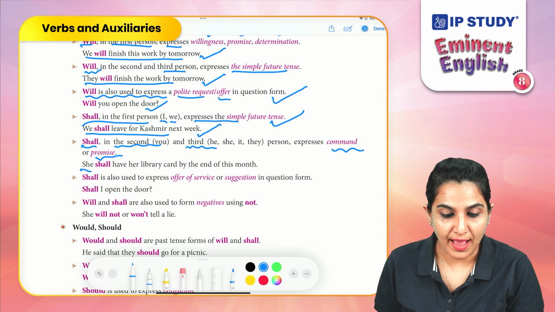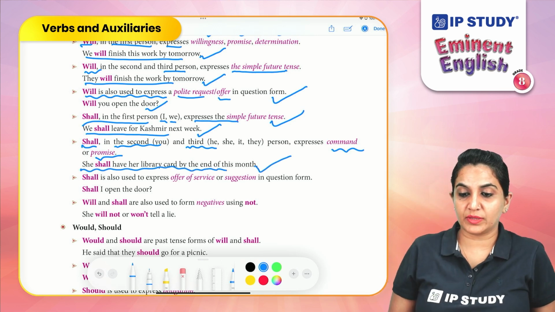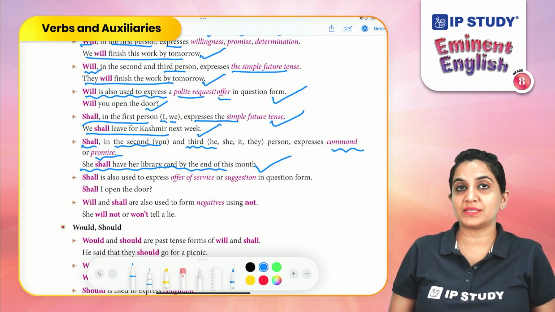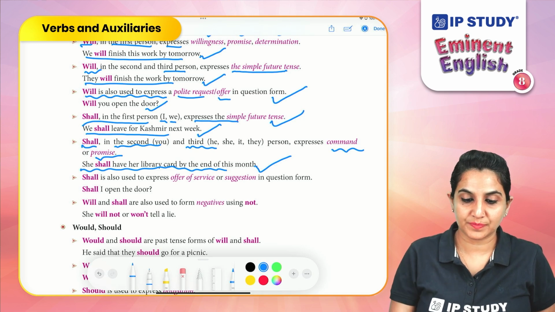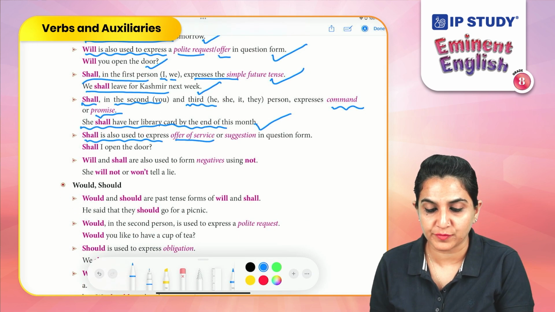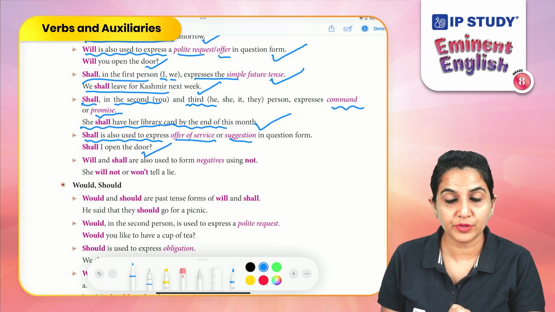She shall have her library card by the end of this month. So this is with the second person and third person. So for these, we always use them to express a command or a promise. Shall is also used to express offer of service or suggestion in the question form. Shall I open the door?